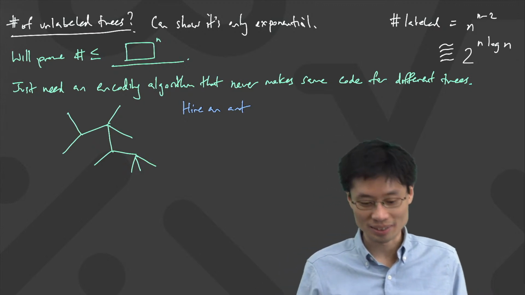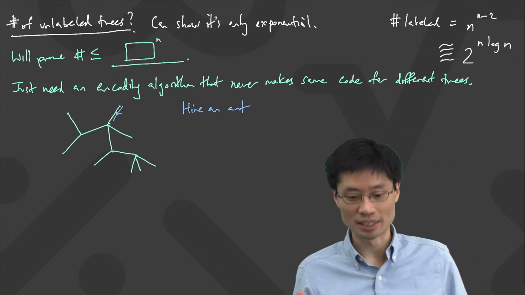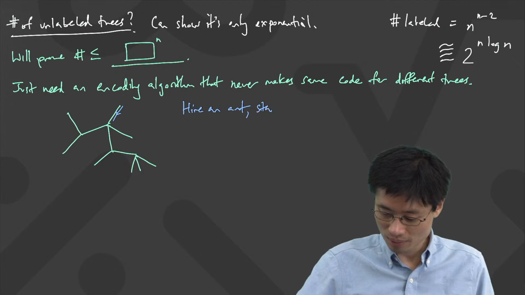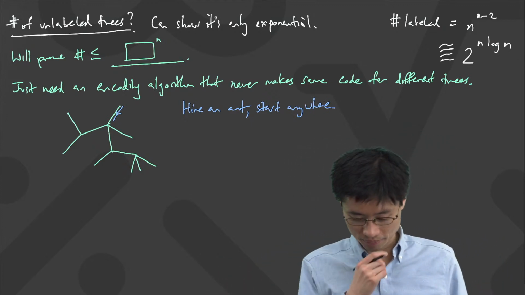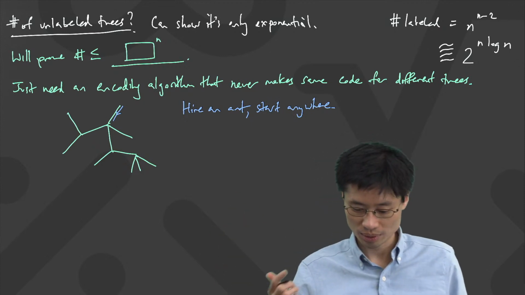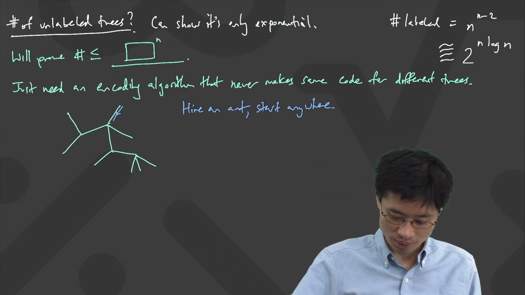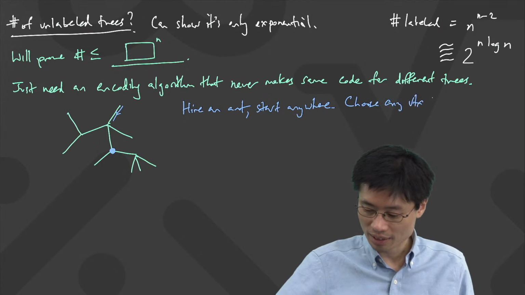It's going to crawl around the outside of the tree, from anywhere. It can start from anywhere. Another important thing: choose one of the vertices to be the root. So somebody is going to be the root. Who's the root? This one. Okay, start anywhere, choose any vertex to be the root.